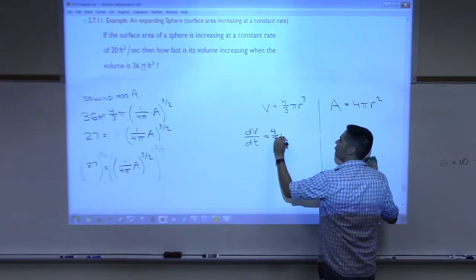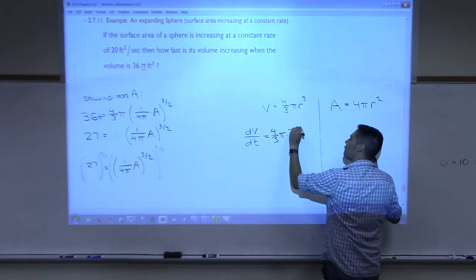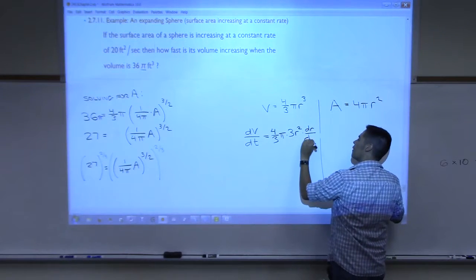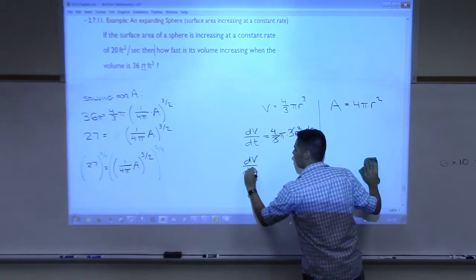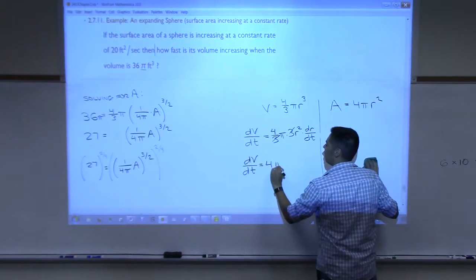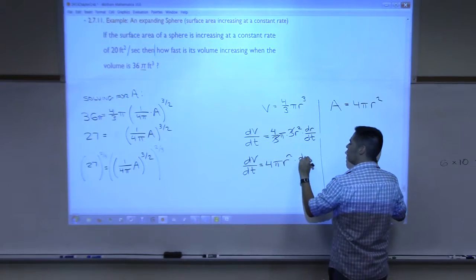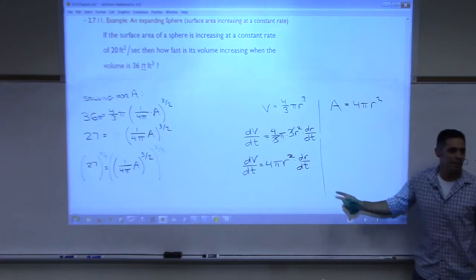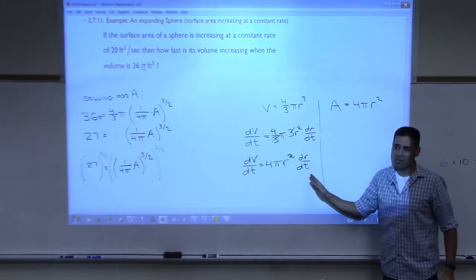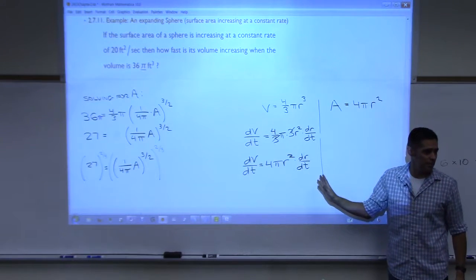I'll write it. There we go. I went a little too quick. 4 pi r squared dr/dt. That's what I would get had I differentiated. And we said that was bad because this has r in it and dr/dt. We don't know anything about dr/dt, right?